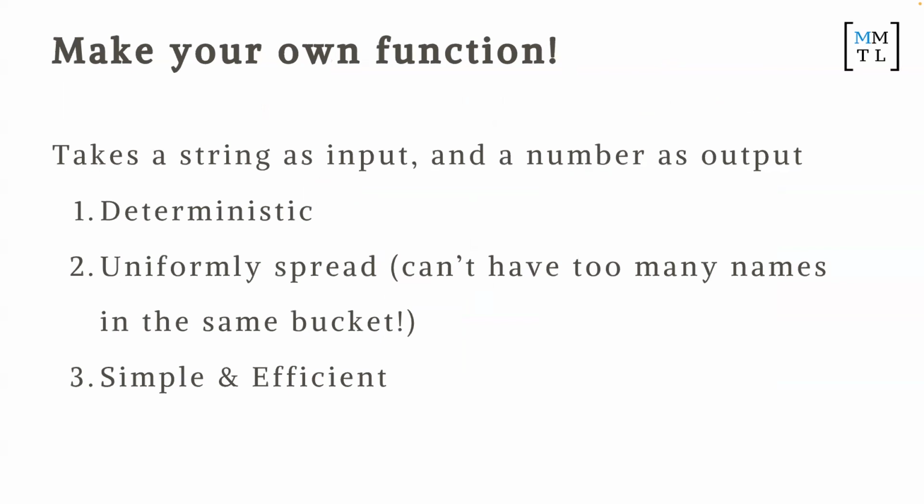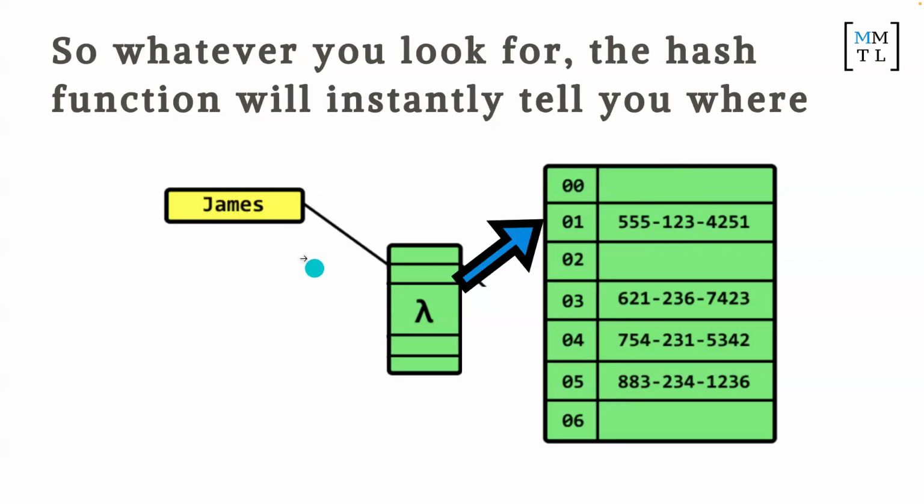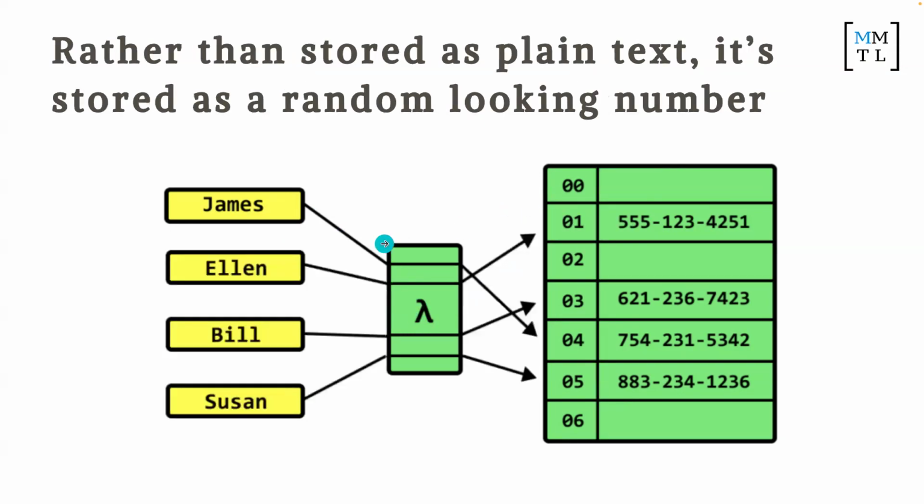So in terms of things that it needs to be, it needs to be deterministic. So no randomness at all. Every single time we put James into the hashing function, we need to land on the same block every time. Otherwise, it's pointless. Every single time we use Ellen, it has to land on the same block. That's how we can find it straight away.